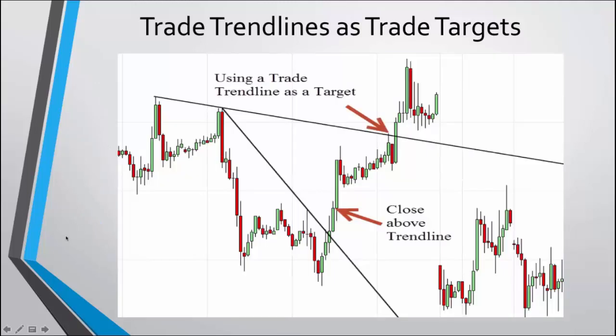So here we're using a trade trend line as a trade target. We have our longer term trend line, which has an initiating point and a defining point. That defining point started a new initiating point, which gave a defining point. We then got a close above the trend line's defining point into what we call a section of clear path.